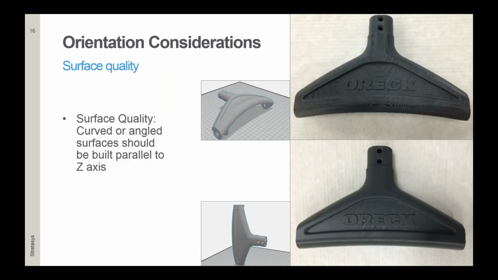This is the same model printed in two different orientations, as you see on the right side. At the top, we see curved surfaces printed perpendicular to the Z-axis, meaning that the layer lines will create a so-called stair effect on each step of the curve. At the bottom image, we see a curved surface printed parallel to the axis, giving much better quality when the print head is moving smoothly in X and Y direction. So if you have some curved and angled surfaces, make sure you build them parallel to the axis.